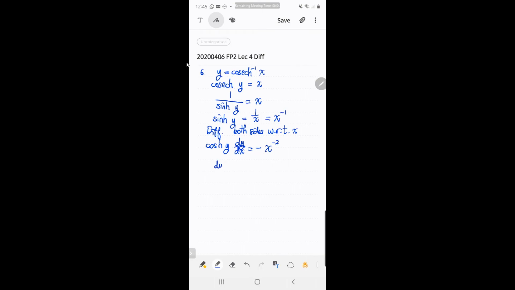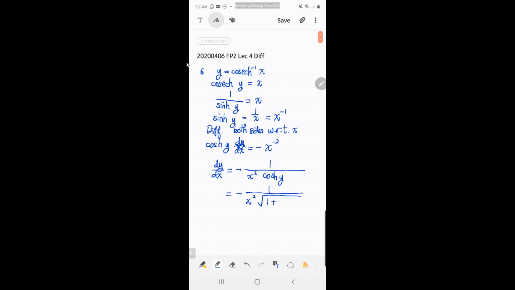So you have dy dx equals to negative 1 over x squared, then multiplied by cos y at the bottom. So using the identity for cos y, you have negative 1 over x squared. So this will give you square root of, now cos y, using identity, this means 1 plus sine squared y. So you change the sine squared y to x. So therefore you have negative 1 over x squared.